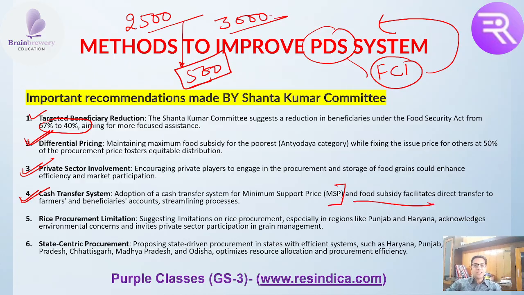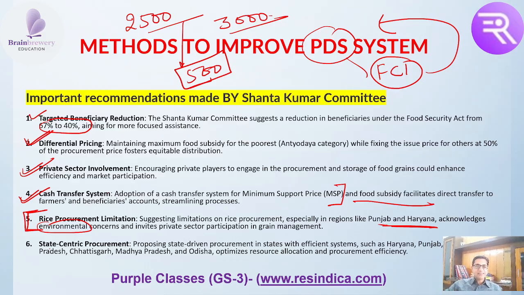Then rice procurement limitation. They said that we have to limit the rice procurement from regions like Punjab and Haryana, because there are a lot of environmental concerns over there. So we have to procure the rice only from places which are suitable for that production. We have to discourage the places where the resources are not there, yet they are still producing rice. That means there is a water shortage, but still you are producing rice.